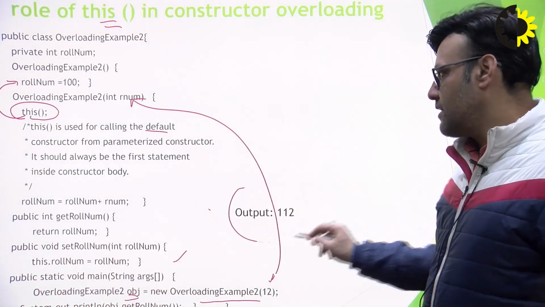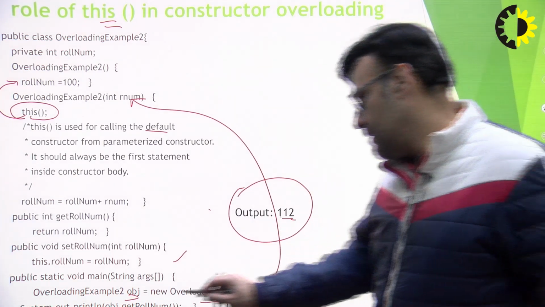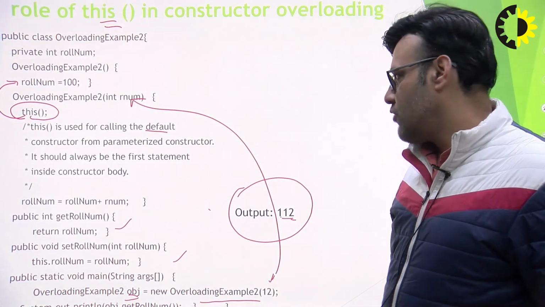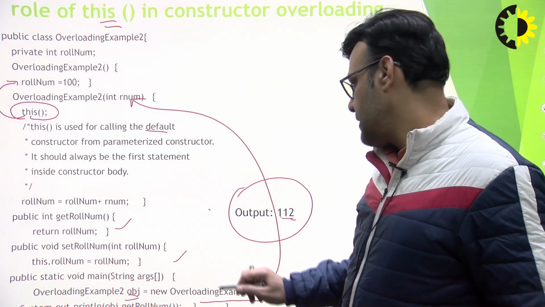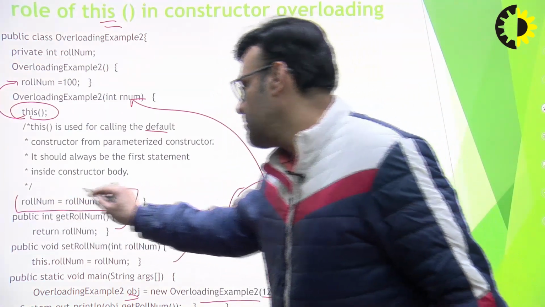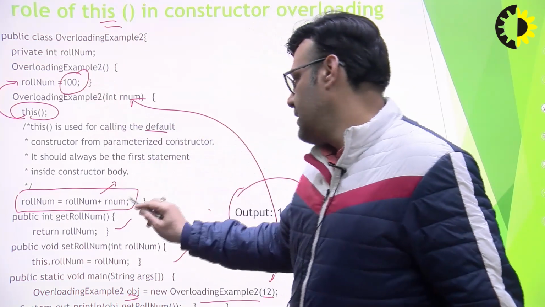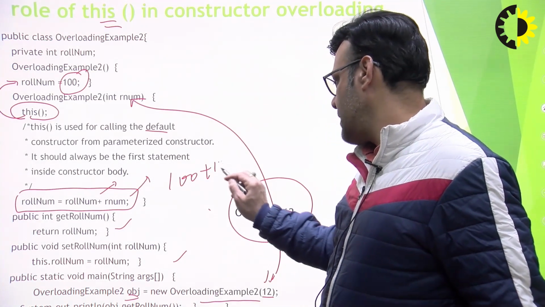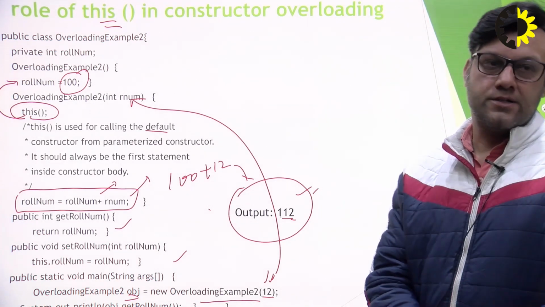So the output will come as 112. So System.out.println get roll number. The roll number is returned, so what is the roll number? It will return 12 here. Or we do this addition here, roll number is equal to roll number plus R number. So roll number is 100, it will come from here, and R number will come from here. So 100 plus 12, and it will print 112. So this is the role of this in constructor overloading.